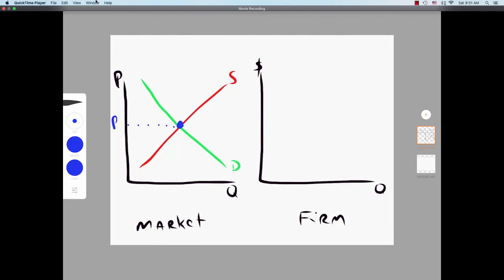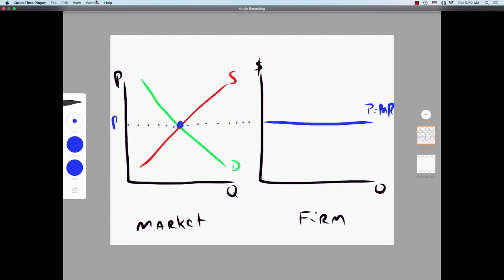And then we're going to take that market price over to our firm. Hey, remember the firm is a price taker? Well, now here they are taking the market price. And at that price, we draw our familiar flat line, which is the price and the marginal revenue. So that's how we get that price marginal revenue line.